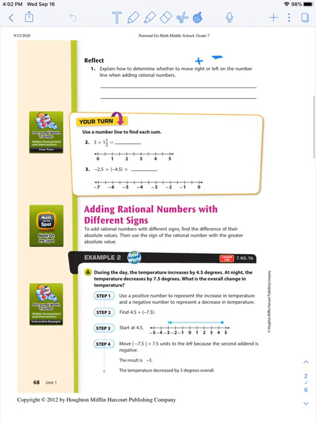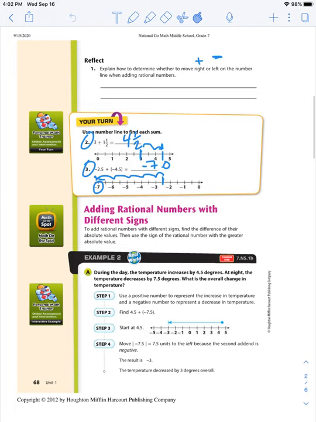All right, so pause the video, see if you can do both 2 and 3 on your own. Play it back to check. Go. All right, example 2 focuses on adding rational numbers with different signs. So we've been adding a negative and a negative, or a positive and a positive. Now we're going to add a positive and a negative.